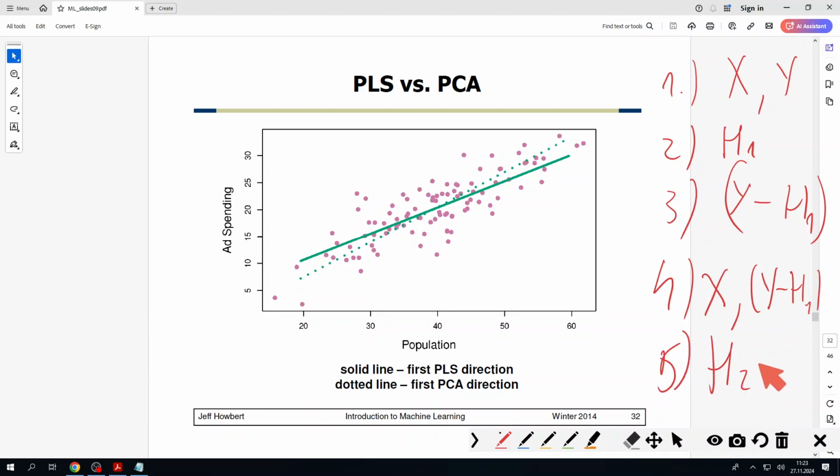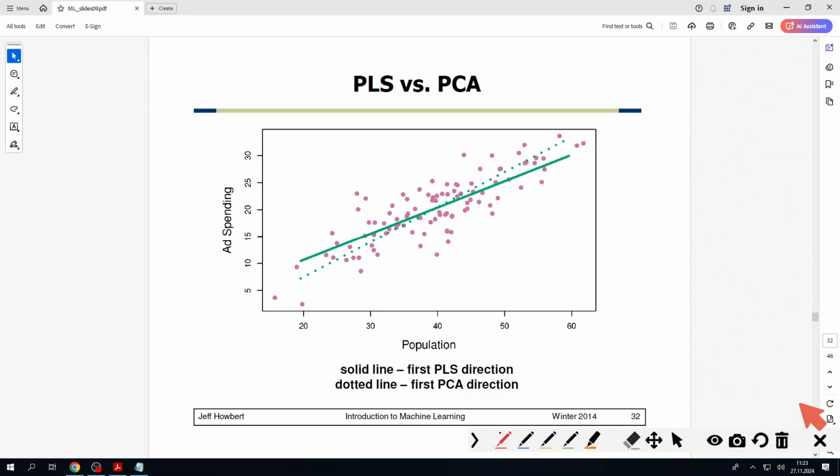So this is how we find these components. Each of these components is a linear regression of what is left after the first linear regression, what is left after the second linear regression, and so on. And you can see here even that in this slide we have a comparison between linear regression, the solid line, and the principal component, the first component. This is the dotted line.